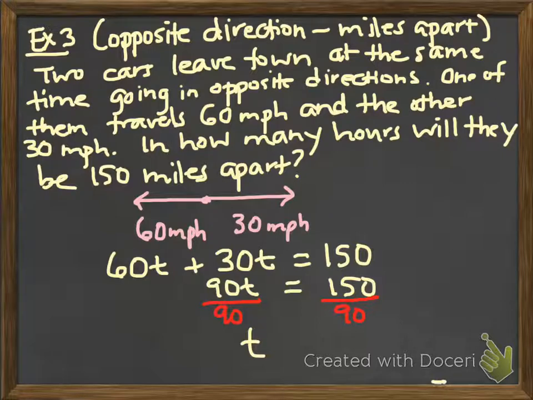150 divided by 90 is 1 2/3 of an hour. And if you broke that down to minutes, 2/3 of an hour, there are 60 minutes in an hour. So 2/3 of 60 is 40 minutes. So it's an hour and 40 minutes. But since the question asked how many hours and it didn't ask for minutes, it's 1 2/3 of an hour.